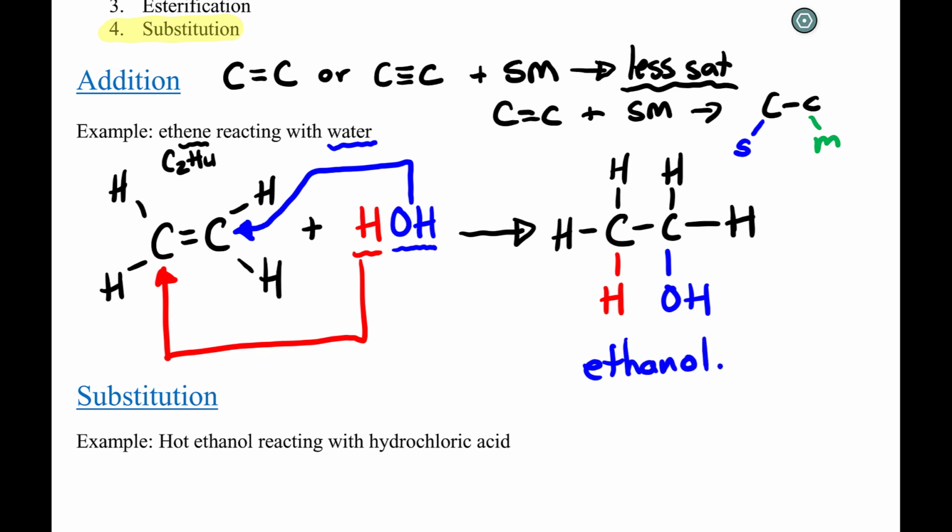Now, if you had a larger unsaturated compound, let's say like a propene, you may end up with a propan-1-ol or a propan-2-ol, or a combination of both. As you move forward in organic chemistry, you look at which one is more likely to occur, or which one's going to happen in more abundance, or which one is only going to occur. But for right now, we're really just looking at some very basic addition reactions.